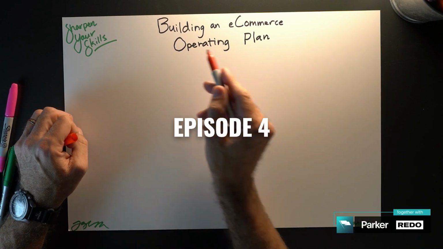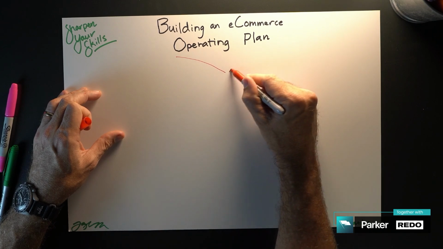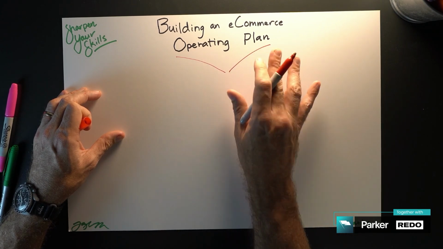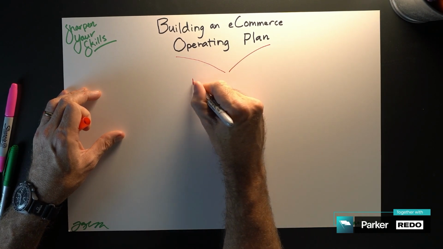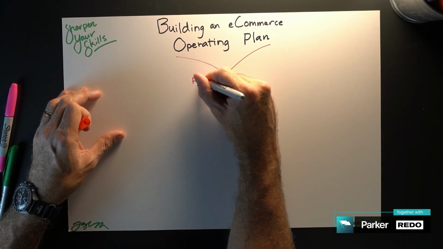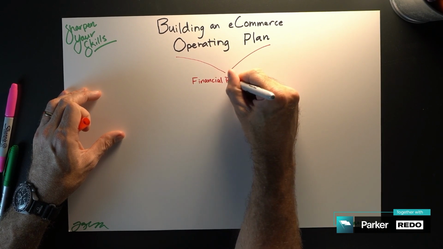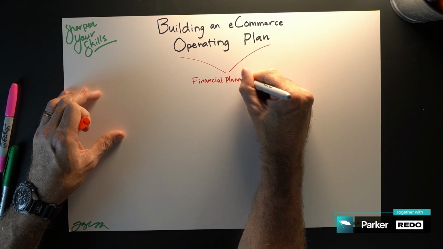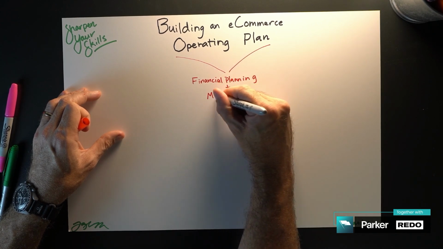Today, we're going to talk about building an e-commerce operating plan. What is an e-commerce operating plan? It combines two critical elements into one comprehensive document to guide your growth as a business. The first is what's referred to as FP&A, or financial planning. The second is your marketing plan.